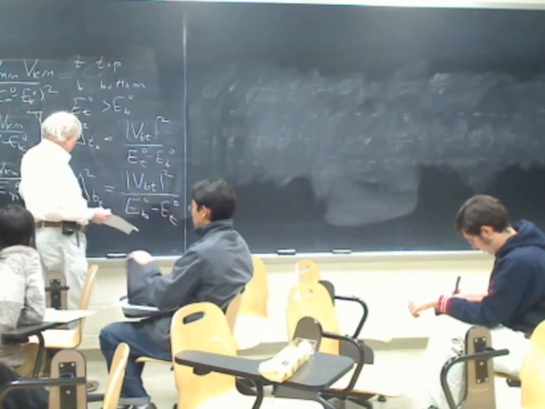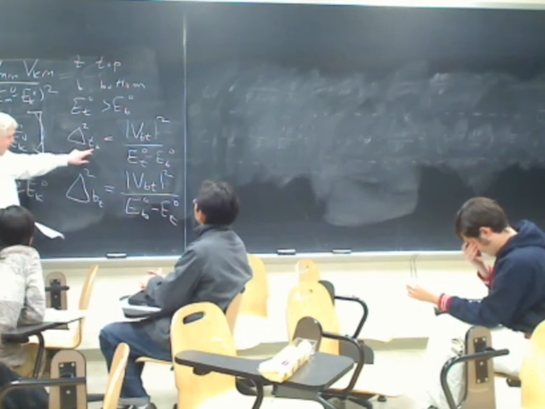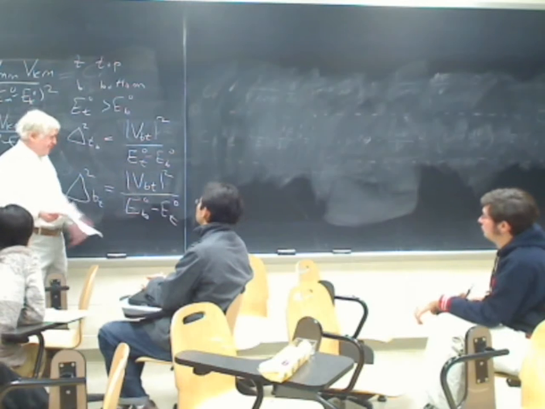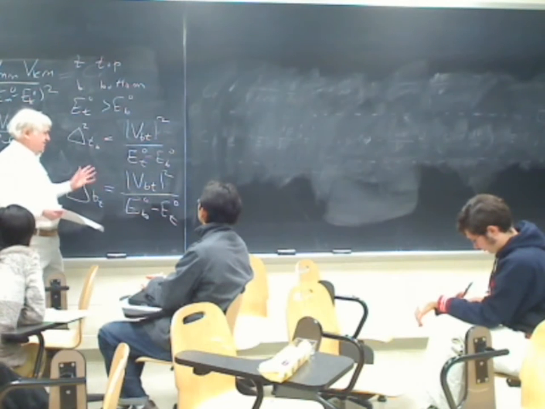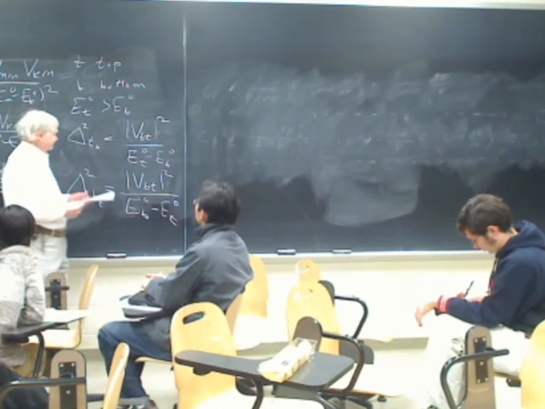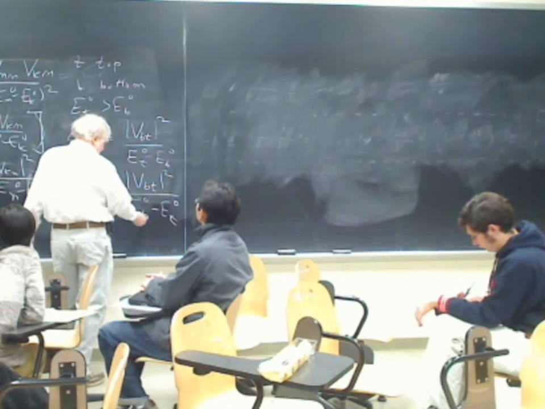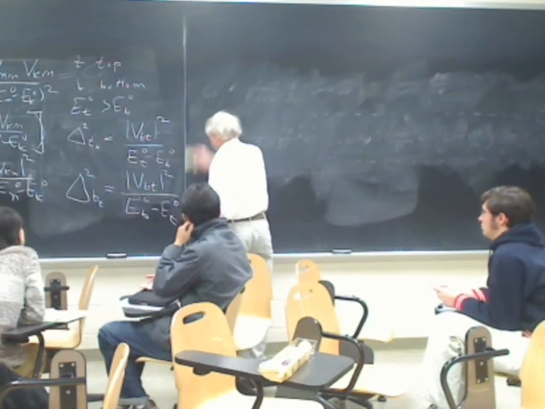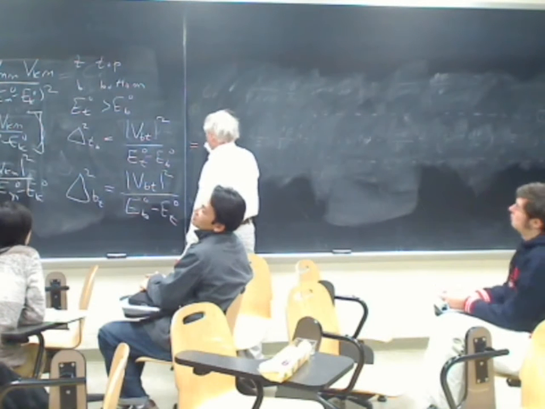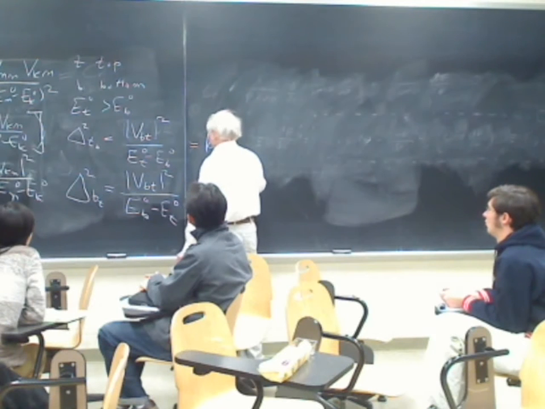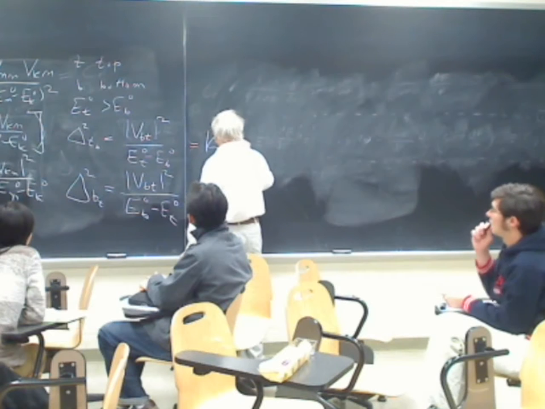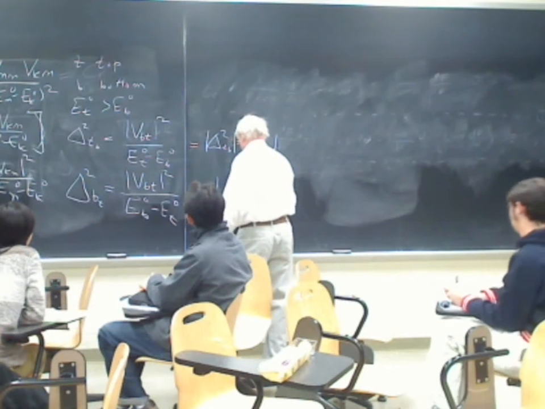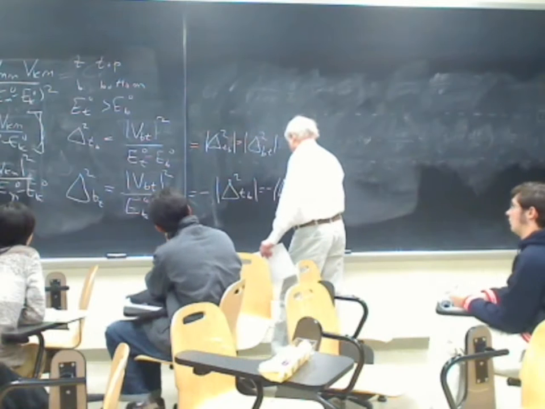So the point is that the second order shift for the top level due to the bottom level and the bottom level due to the top level, in magnitude they're the same, because these numerator values are the same. And the denominators also in magnitude are the same. So these things in magnitude are the same, but this one is negative, so this is less than zero, and this is greater than zero. Or to write it differently, the absolute value of delta 2 TB equals the absolute value of delta 2 BT, and delta 2 TB is minus the absolute value, while delta 2 BT is plus.